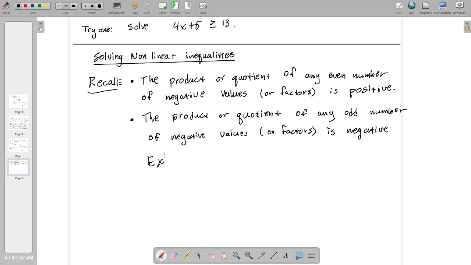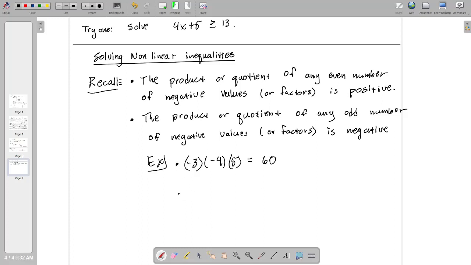An example of this, I know we probably don't need one, I just want to go over it anyway: if we have -3 times -4 times 5, we have an even number of negatives, so this is going to give us a positive because the negatives will cancel out. So we end up with a positive 60.